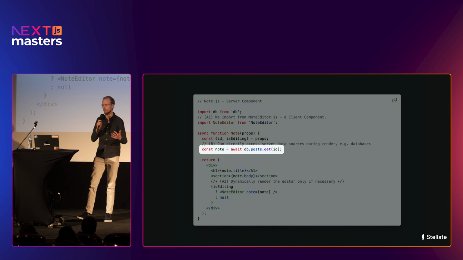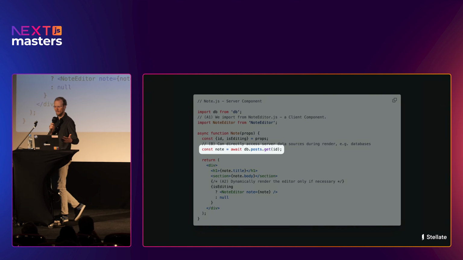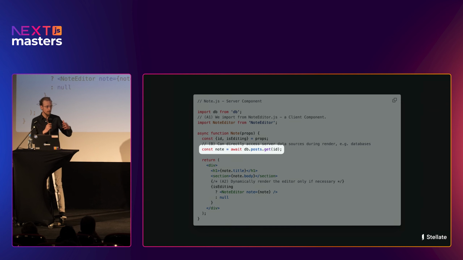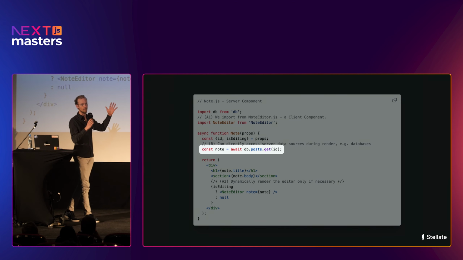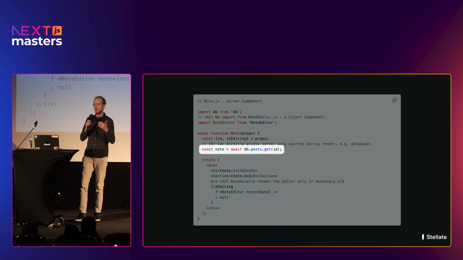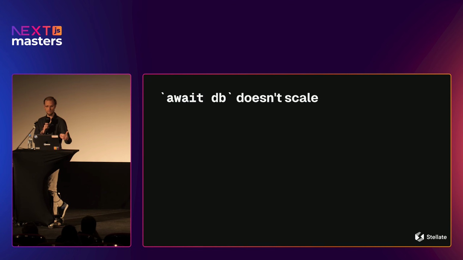And the canonical example is to access your database, right? To go await db.post.get(id). Now, this is amazing, and it's a great developer experience when you're just starting out and when you're building something new. The problem is await DB in a random server component somewhere doesn't scale.